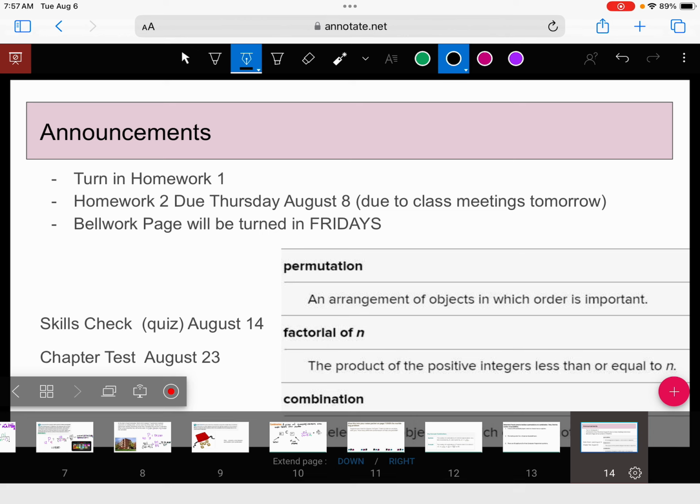Please make sure you turn in homework 1 that is due today. Homework 2 is due on Thursday. Tomorrow we will also have time to work on it, so if you want to talk through stuff, we're going to be able to do that. If your bell work page gets turned on Friday, we are going to do a quiz on the 14th, which is next Wednesday.